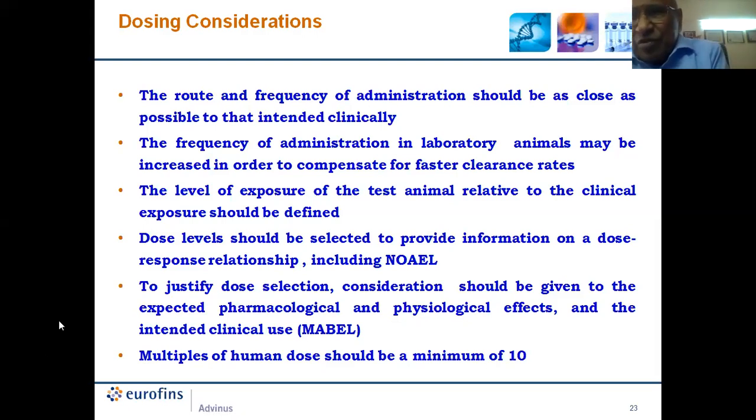And for the frequency of administration, if some drugs are given, for example, only for 10 days, we simulate that. Some drugs are given once a day, some 2 times a day. We try to simulate animal conditions as similar as possible. The clinical exposure level should always be defined. That means before we start animal studies, we need to understand the clinical plan. What is the route? What is the frequency? What are the effects expected? We must know this before we start any animal toxicology studies.